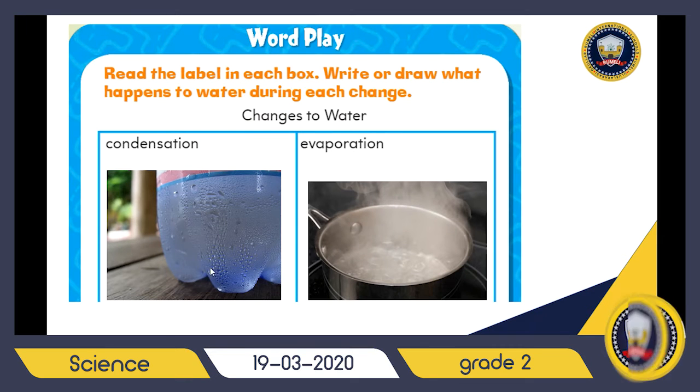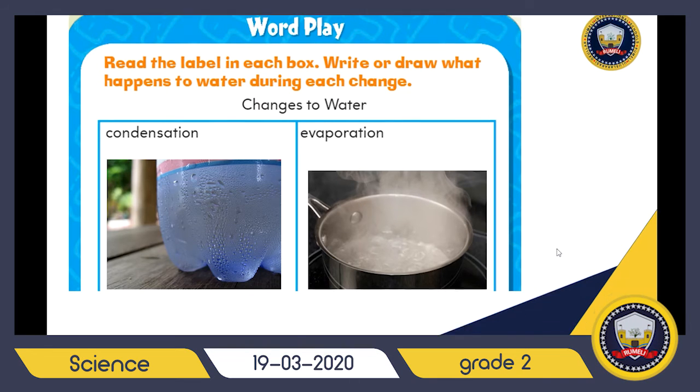See here, this is condensation. You can see the water, and here evaporation. You can see the water vapor. So the picture on the left for condensation and the picture on the right for evaporation. Okay, let's see the next one.